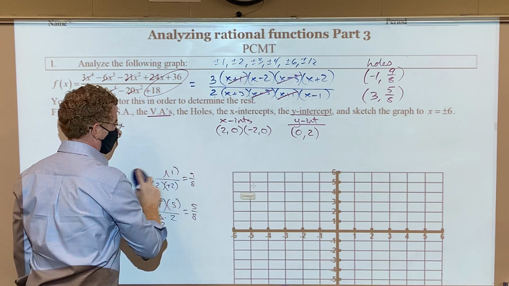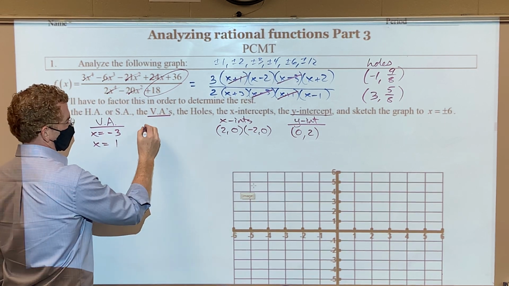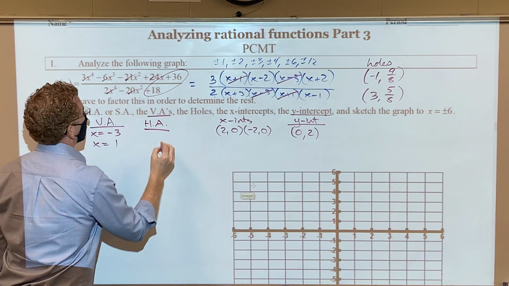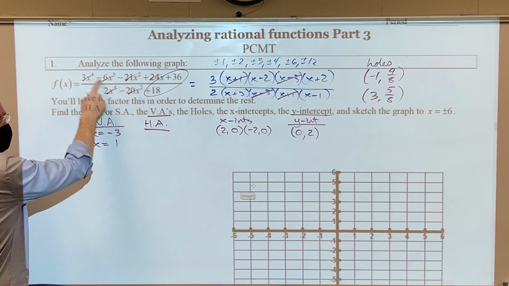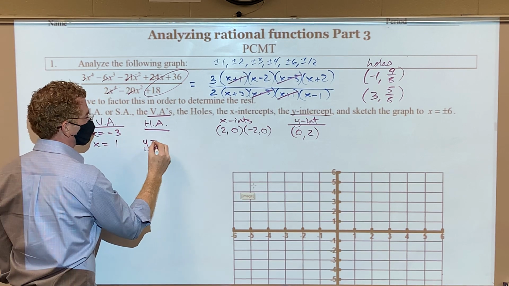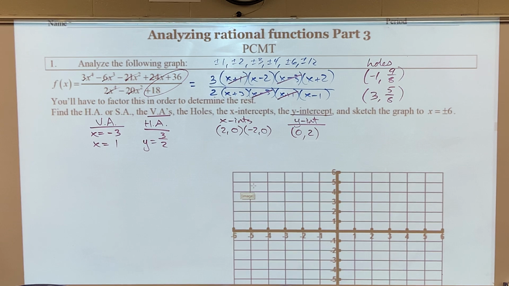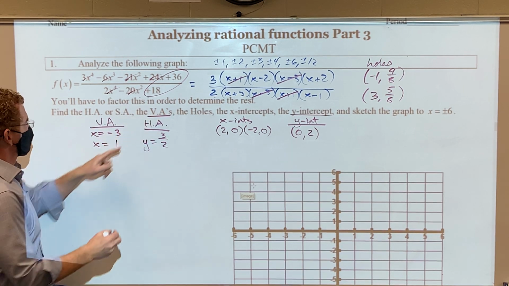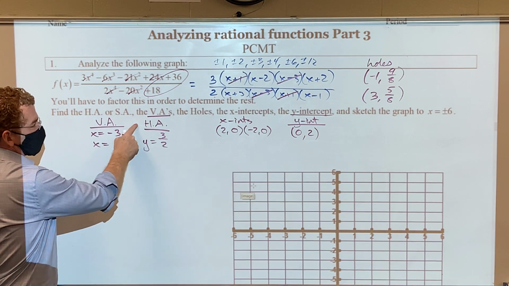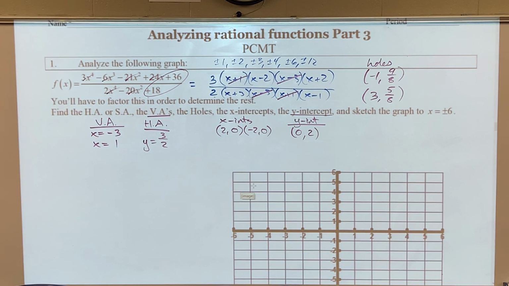And what is your HA or your slant? Which one do I have here? Horizontal, because the powers are the same. So y equals 3/2. Is there anything else I need to know here? I got my holes. I have my VAs. I've got the horizontal asymptote, the slant. I've got the x-intercepts, the y-intercept. I should be able to graph this thing.